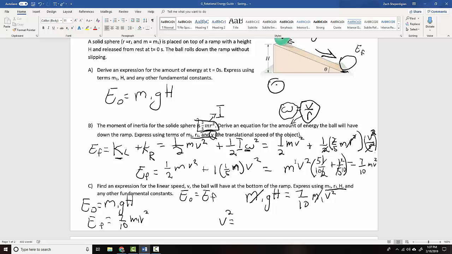So V squared should equal 10/7 GH. And then if we make this all pretty, V is the square root of 10/7 GH. Okay. Whoa. So we have a speed for a solid sphere that starts up at some height on a ramp and rolls all the way down. At the very bottom, it's going to have this speed.